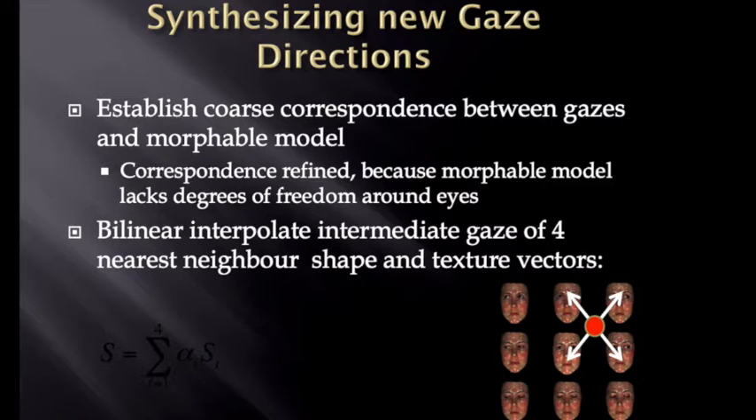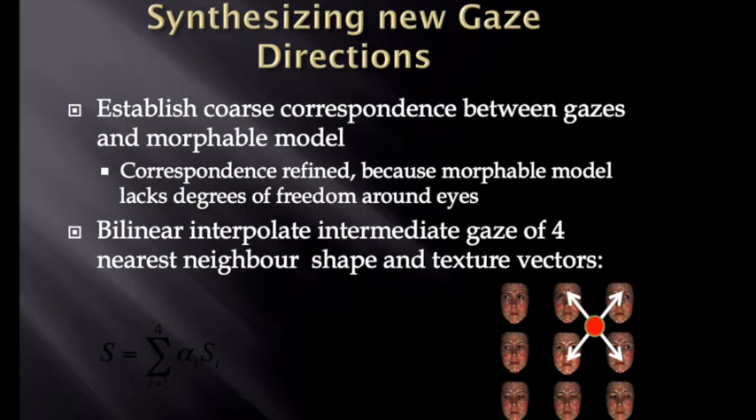We did this in order to synthesize new gaze directions, and we did this in a coarse-to-fine approach. We first established a coarse correspondence between the gazes and the morphable model, and then subsequently we refined this correspondence, as the morphable model itself, coming from 3D scans only, lacked the degrees of freedom around the eyes. It inherently doesn't have these eye movements yet. So that's what we did to add eye movements, being able to synthesize new gaze directions for the model.